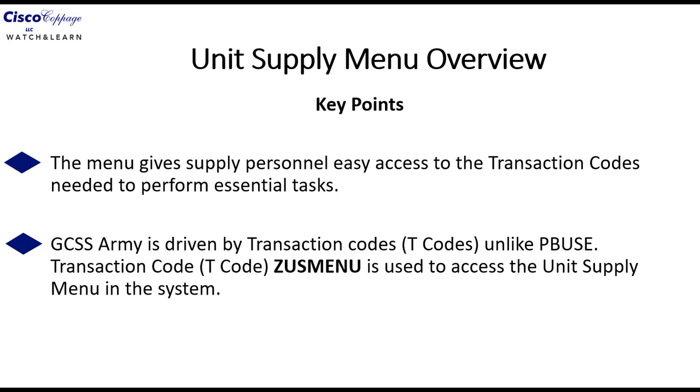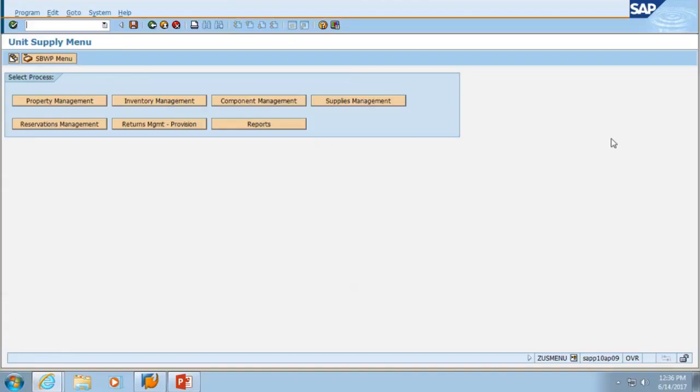The transaction code ZUS menu is used to access the unit supply menu inside of the system. This is the unit supply menu. There are 8 different categories on the menu that give you access to the commonly used transaction codes. In the upper left-hand corner, we see SBWP menu. SBWP, that is the transaction code for your email inside of GCSS Army.